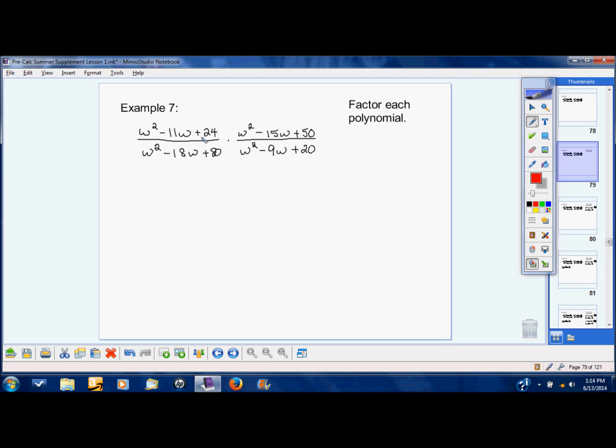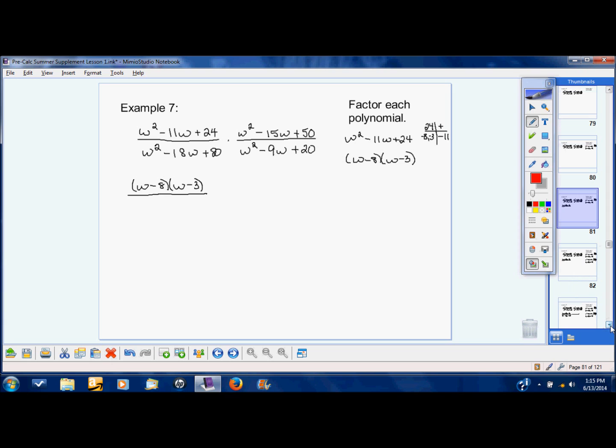As we factor this first polynomial up here, w squared minus 11w plus 24, remember, you're looking for factors of 24 that when you add them together, you get this middle number. So a negative times a negative makes positive 24, and when you add these two together, you get negative 11. You might have to check a few that are not before you find the one that works. Since there's a 1 coefficient here, these two numbers that you found become part of the binomials that when you multiply them together, you get this. So here is our factored form of this polynomial, and it belongs up here.